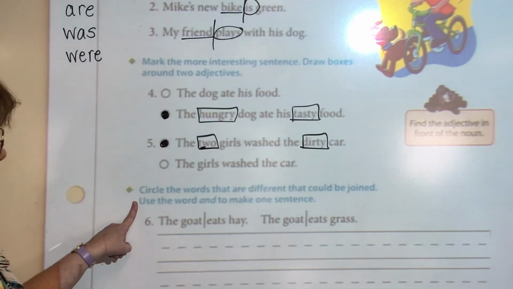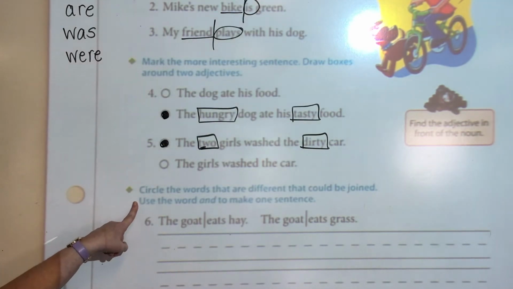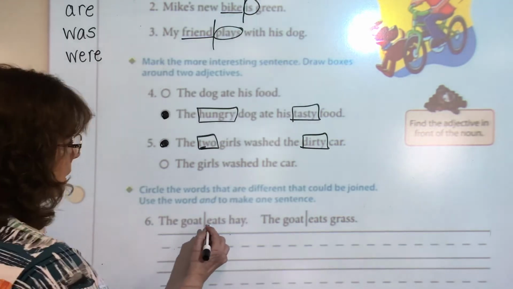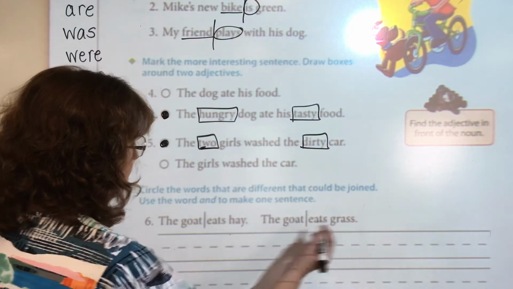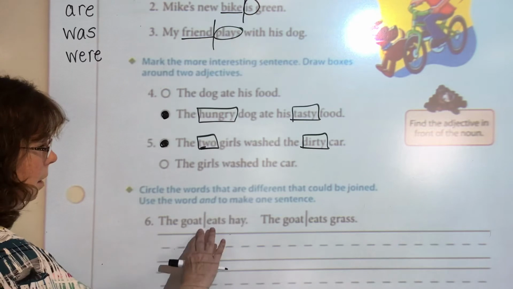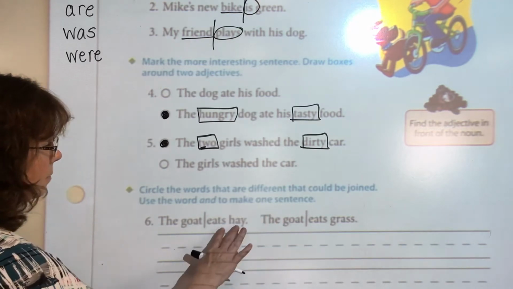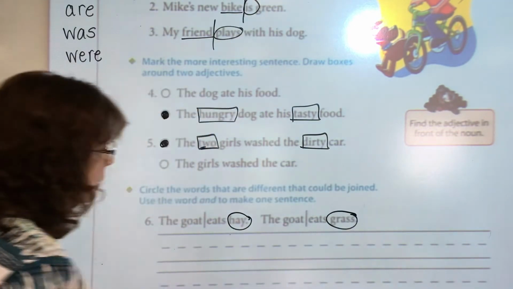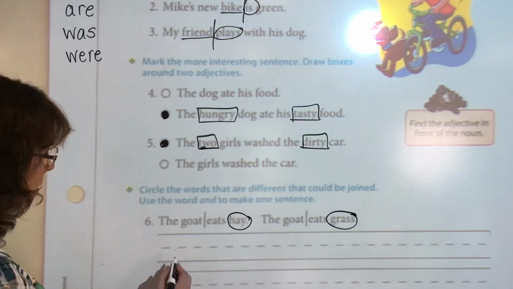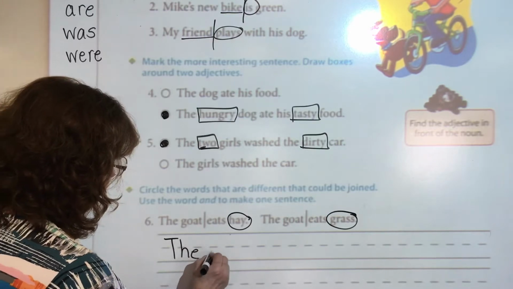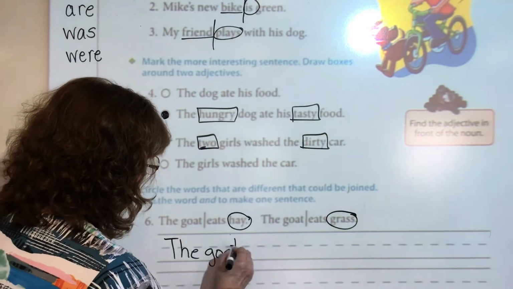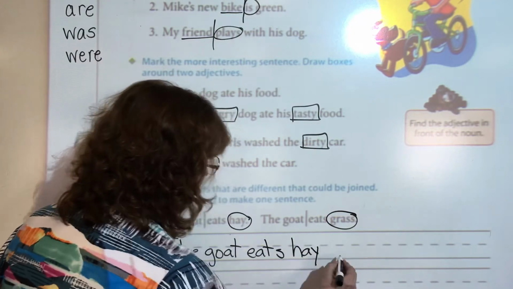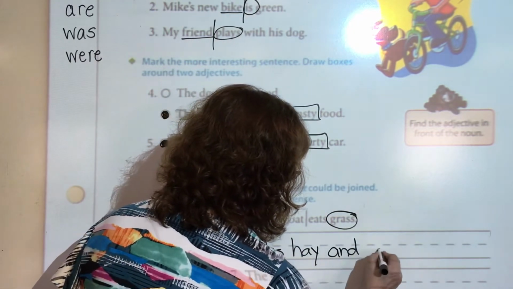Okay, we're going to circle the words that are different that could be joined and use the word and to make one sentence. The goat eats hay. The goat eats grass. The goat is the subject. It stays the same. Hay and grass are our different words. So we're going to combine the two sentences to make one sentence. The goat eats hay and grass.